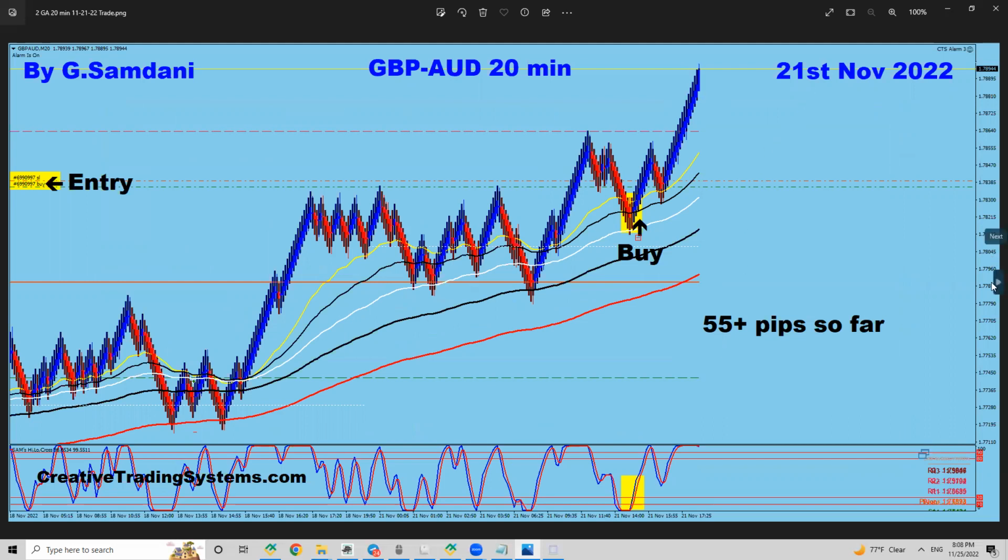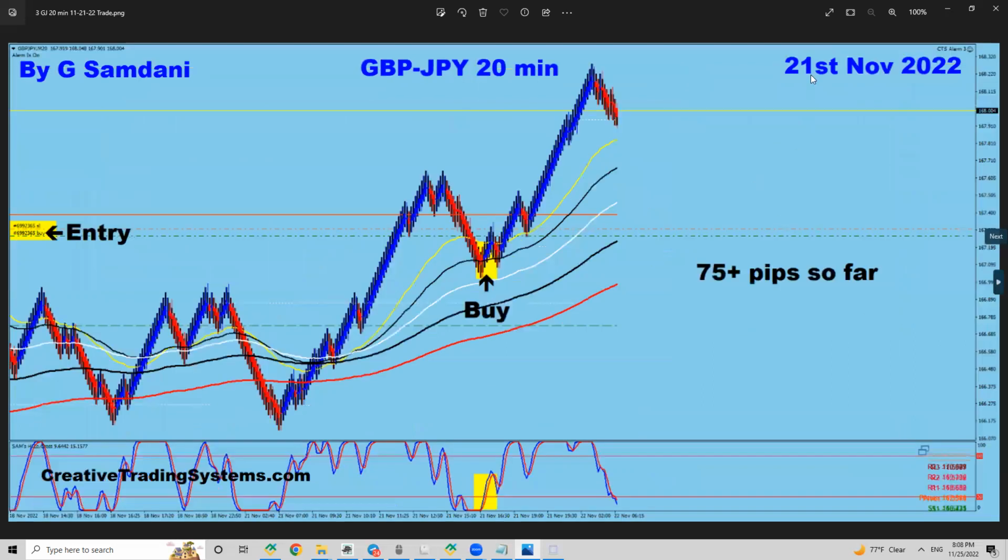Okay, and then on the 21st also Pound Yen. Pound was getting strong, so all pound pairs were going up. The Pound Yen, beautiful by-the-book entry here, buy order here, SL moved to break even plus, and it was for 75 pip.